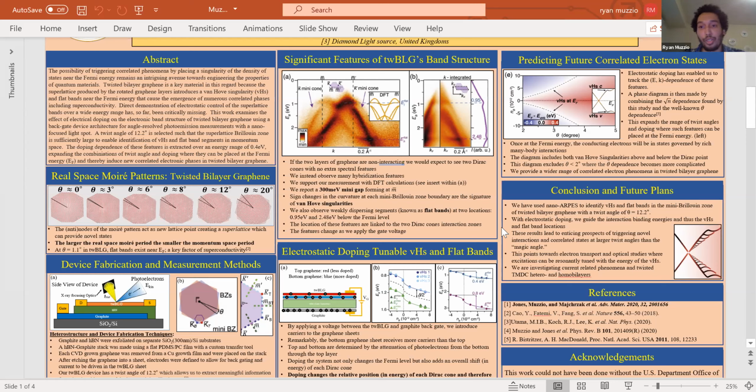So ultimately, what we're showing is direct evidence that not only does your angle give you a flat band at a certain energy, but also electrostatically doping it allows you to tune it. So this is the first direct observation of such things, which is important for transport and optical phenomena.